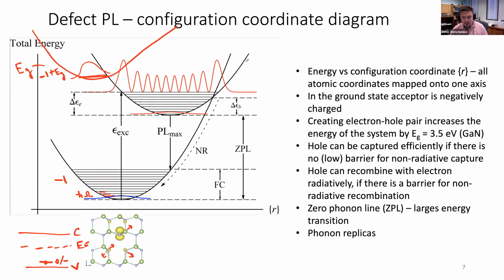This parabola right here, this is the neutral state of the acceptor. So the system has to jump from this negative parabola down to this neutral parabola. This happens by multi-phonon emission. So the way I drew this, there's basically no barrier to transfer from the -1 plus E_G parabola to the 0 parabola. So this happens pretty efficiently and pretty quickly.